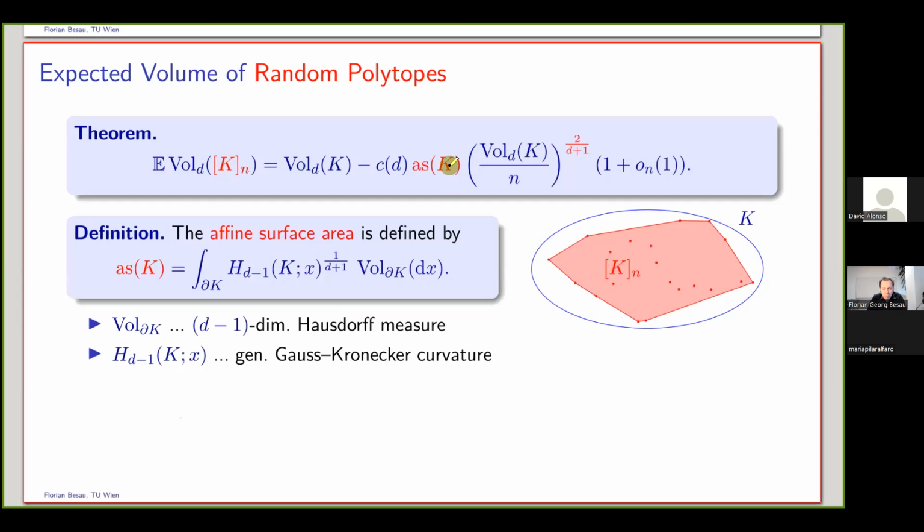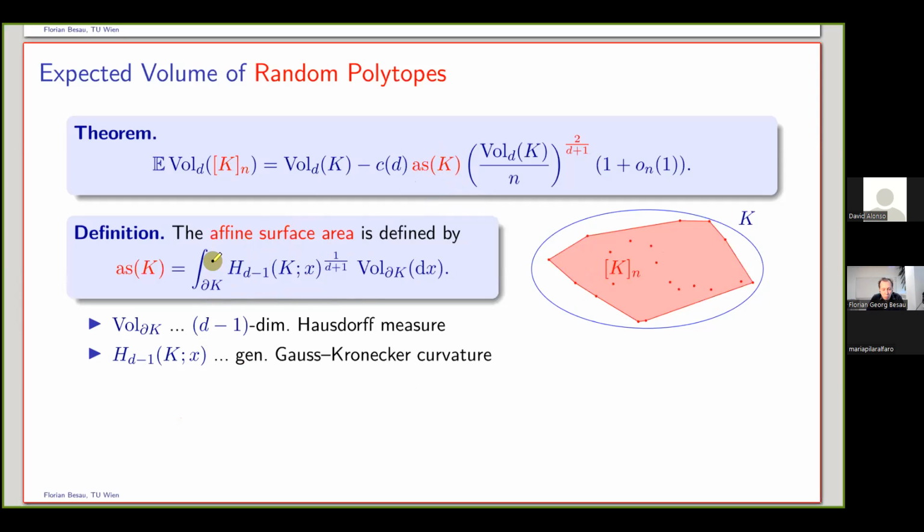Okay, so what is the affine surface area? I will not talk too much about this, just to highlight it. The affine surface area, as the name suggests, is an affine invariant geometric quantity of a convex body K. One way to define it is as a curvature integral.